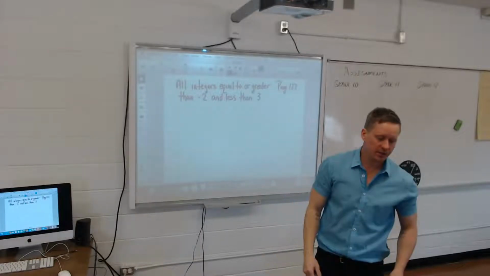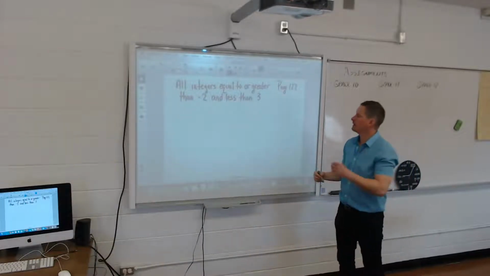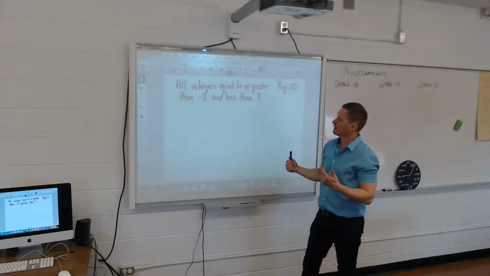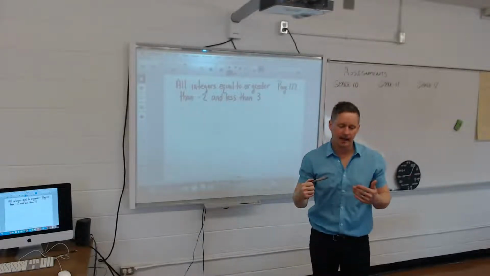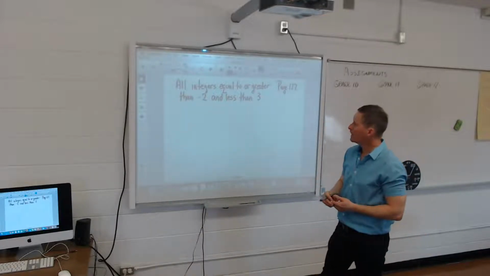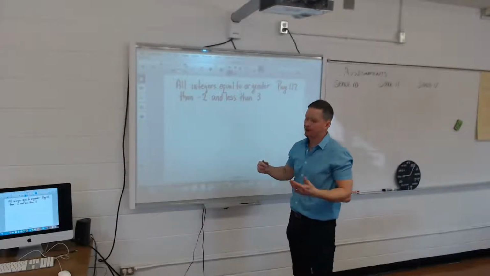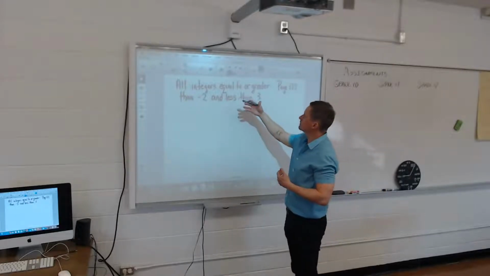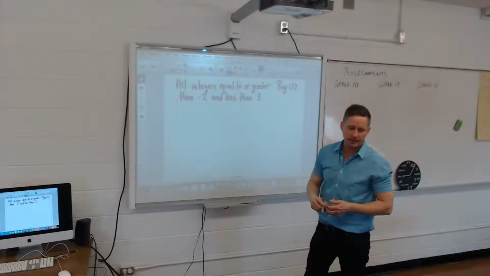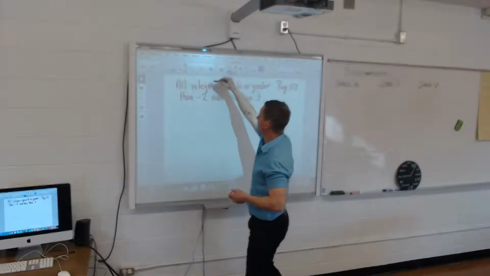Now I'm going to change this up a little bit. I'm changing this up a little bit from what the book is doing for a reason, so that I can show you how to write this out properly. So to write out domain or range, I can write it out in words. So I've got all integers equal to or greater than -2 and less than 3. So this would be in words here.